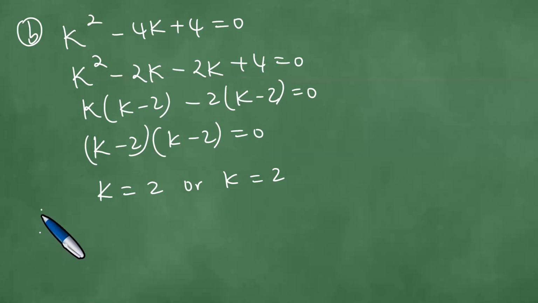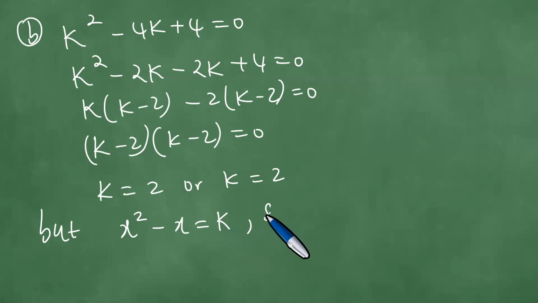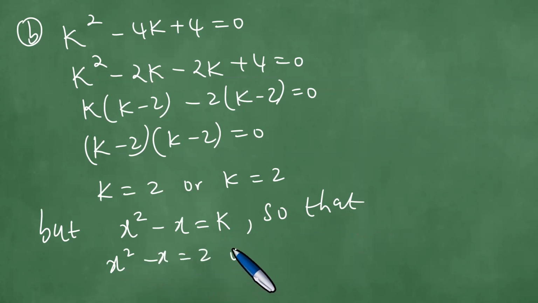Now, we have this, but we know that x squared minus x is actually equal to k, first things first. So what we have is that x squared minus x is 2, or x squared minus x is 2. Okay, so we have that one.